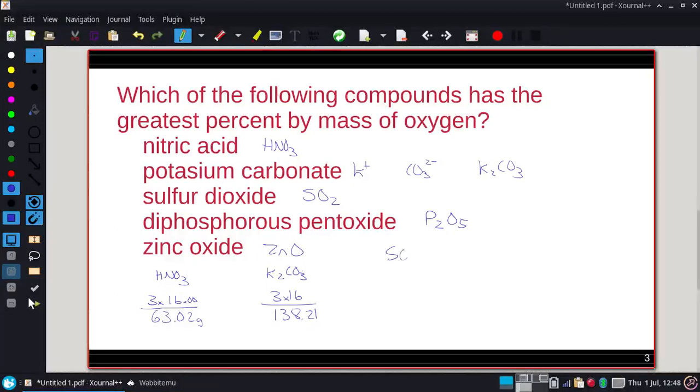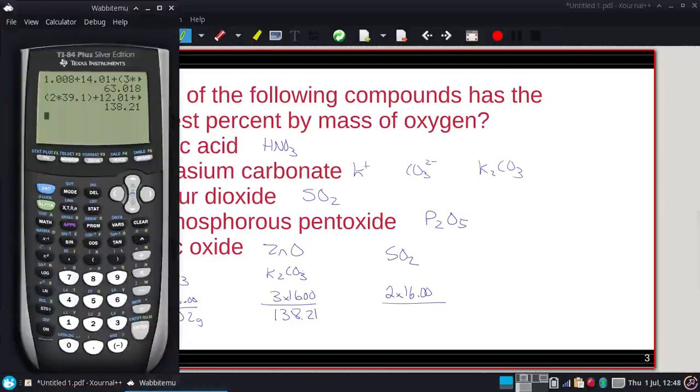Next one is the SO2. So there are 2 oxygens. I should put that 0 there. And then the entire thing weighs, so a single sulfur is 32.06, and then we have our 2 oxygens, 2 times 16, to give us a molecular weight of 64.06.